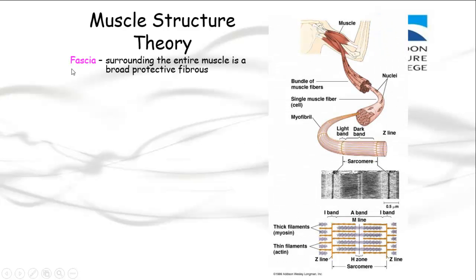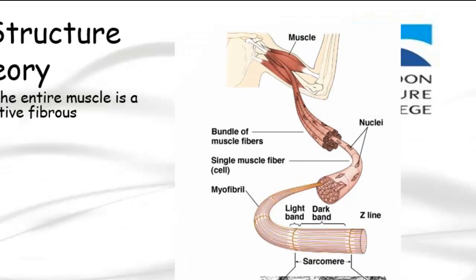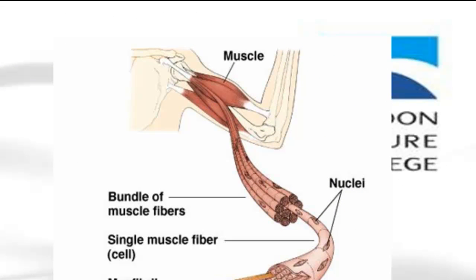So your fascia, it surrounds the entire muscle. Okay, so it surrounds the entire muscle, and it's a broad protective fibrous sheath. And this fibrous sheath, the one that covers the whole muscle, is called the epimysium. Okay, so the fascia surrounds the whole muscle. That's called the epimysium.